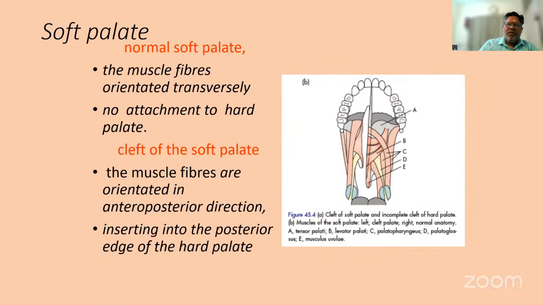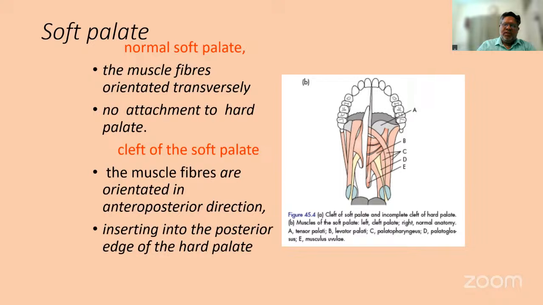The soft palate consists of a lot of muscles: the tensor palati, levator palati, palatopharyngeus, palatoglossus, and the musculus uvulae, out of which the levator palati is the most important muscle, which causes the palate to touch the posterior pharynx and causes voice production.